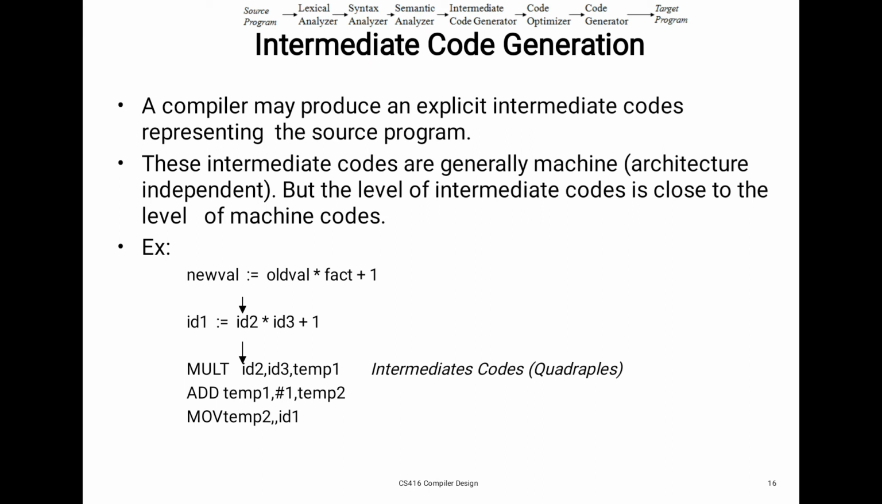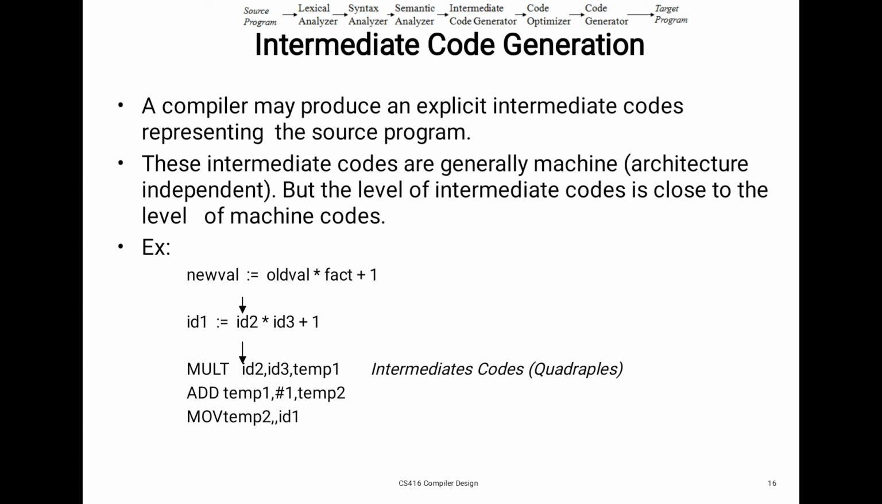This code is a variant of forms such as three-address code, triple, quadruple, postfix, etc. Here we will consider an intermediate code generator in three-address code form. So here we'll generate a three-address code or quadruple or triple. This is like an assembly-level language. For example, take new value is equal to old value plus fact times 1. Here new value is identifier 1, old value is identifier 2, and fact is identifier 3. First we'll do the multiplication: multiply identifier 2 and identifier 3 and store it in temporary 1.